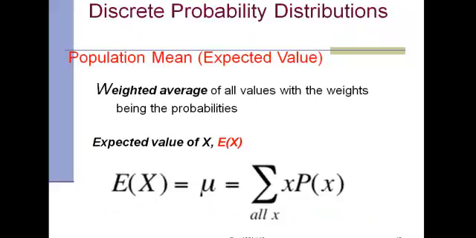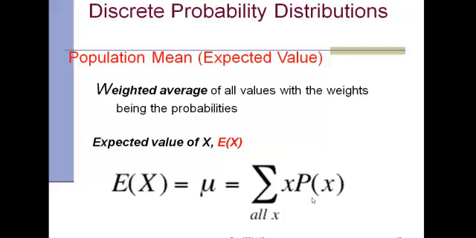Now, the population mean, or the expected value. Here is a textbook definition. It's the weighted average of all values with weights being the probabilities. So the expected value of our random variable X is equal to mu, that's the population mean, and it's equal to the sum of X times P of X for all X, meaning the value of X times its probability for all X.